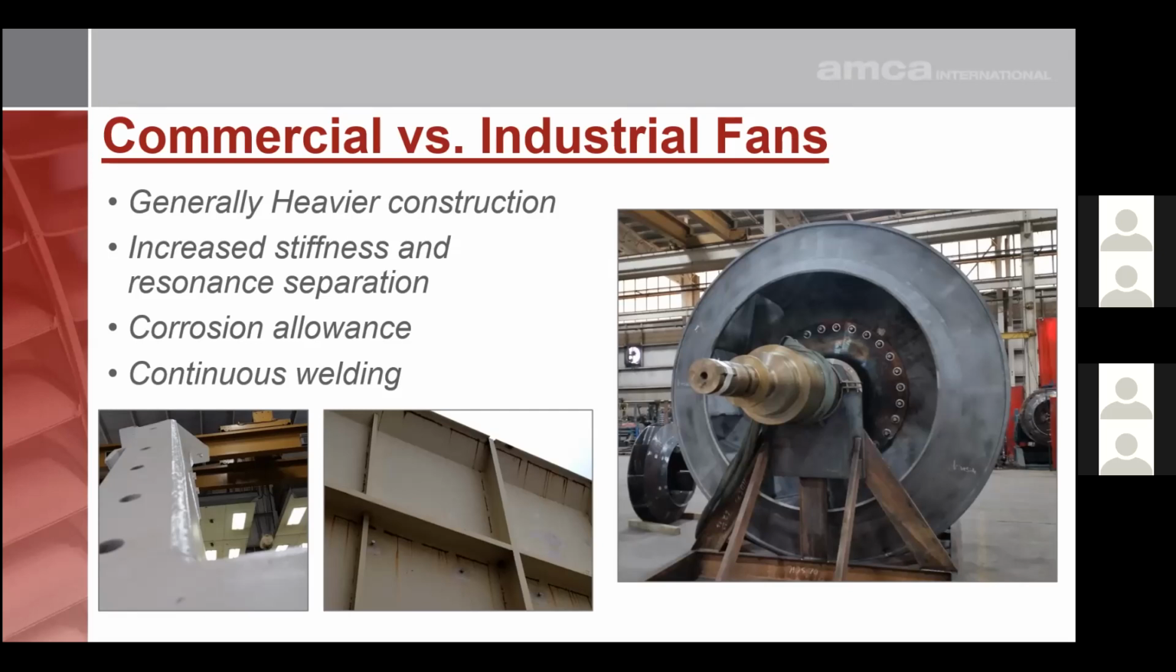Continuous welding is also more common on industrial fans to prevent the possibility of water ingress. Skip welds can allow water to penetrate the unwelded portion. Sometimes caulking is used to seal that skip weld, but that can deteriorate over time. So in the middle there, you see an example of a skip weld where water has obviously begun to penetrate, and you're seeing rust bleed from that weld.